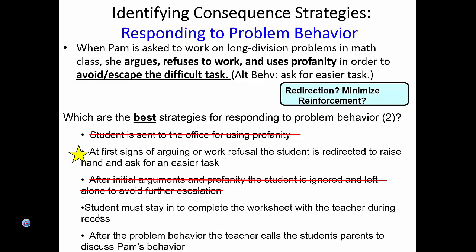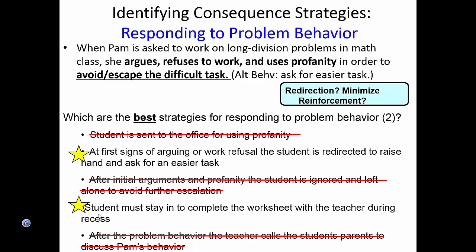Next one, student must stay in to complete the worksheet with the teacher during recess. So that's a good example of minimizing reinforcement, right? So the student may be able to escape the task in the short term, but they're going to have to make up that time and actually work on the worksheet with the teacher during recess. So that's minimizing the reinforcement. And whoa, I kind of jumped ahead here accidentally. So clearly the last one isn't such a good strategy.